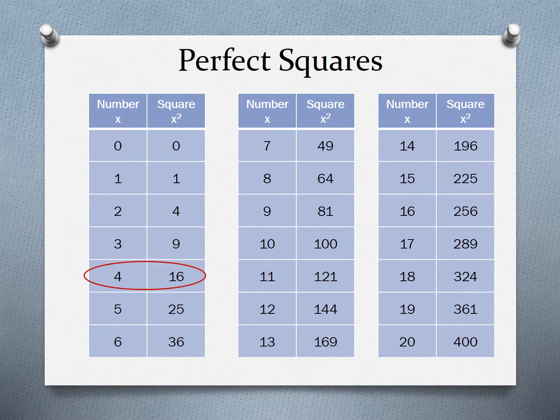Let's take a look at 4 and 16, for example. Since 4 times itself makes 16, then the square root of 16 indicates the number that has been multiplied by itself to give us 16. And we know that that number is 4. Therefore, the square root of 16 is 4.